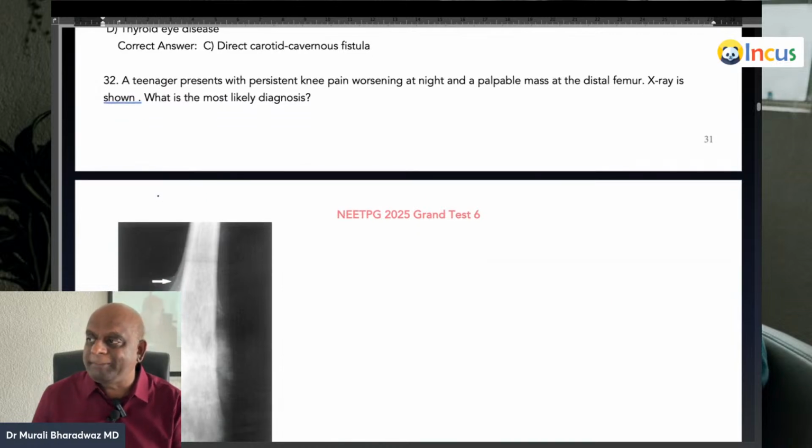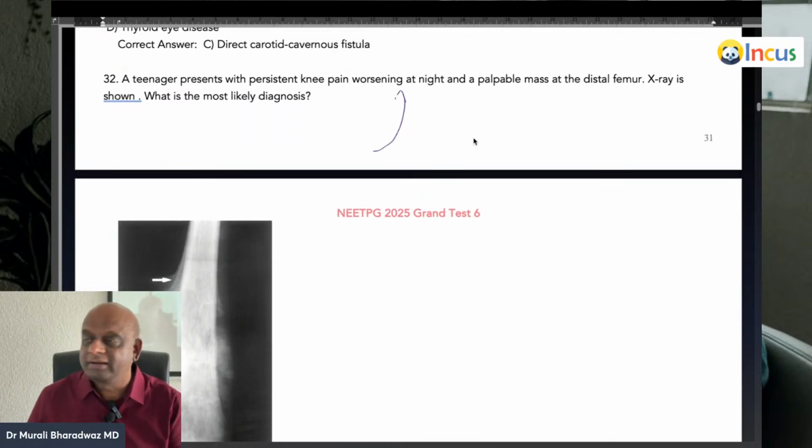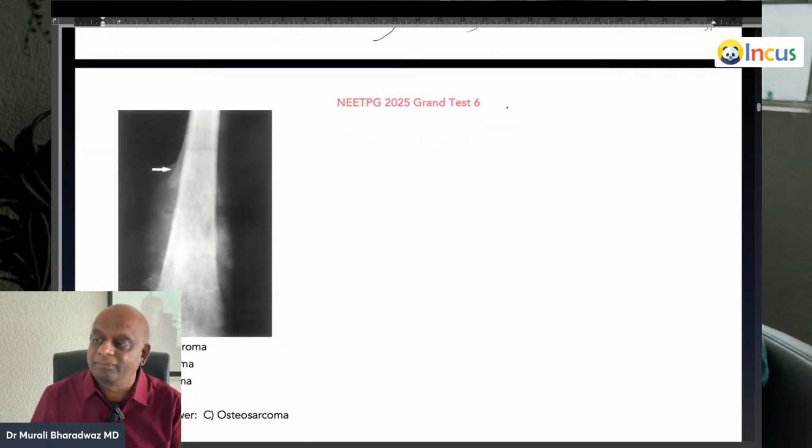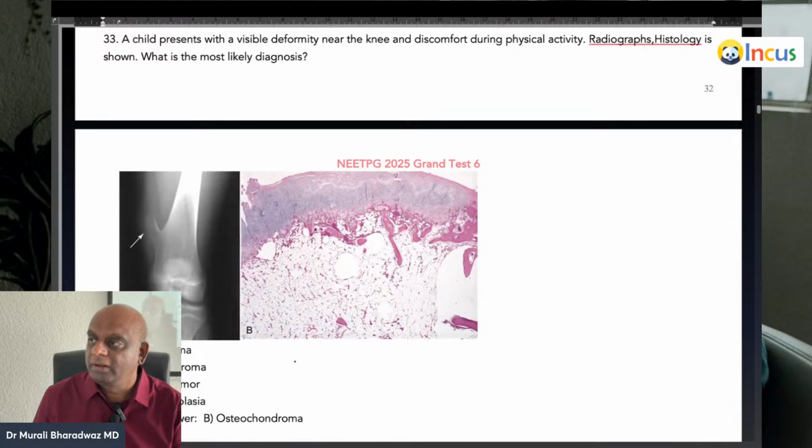A teenager presents with persistent knee pain, which worsens at night, palpable mass at the distal femur. So what is this called? Codman's triangle, which is the feature of osteogenic sarcoma.